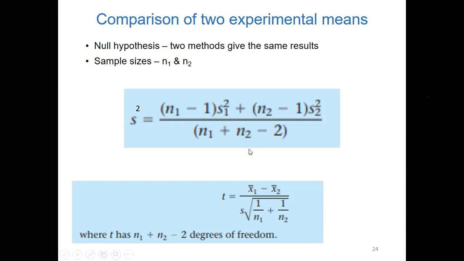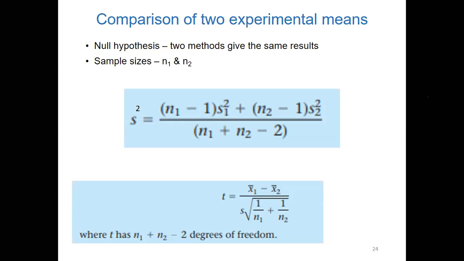When we calculate t, we have to consider the mean values from the first method and from the second method. Then we have to consider S, which we call the pooled standard deviation, or let's say the overall standard deviation, calculated from the first equation. Here also N1 and N2 are the sample sizes of the two methods.